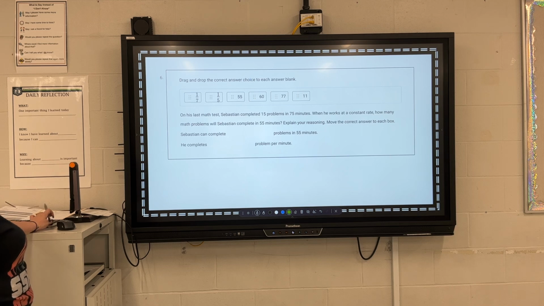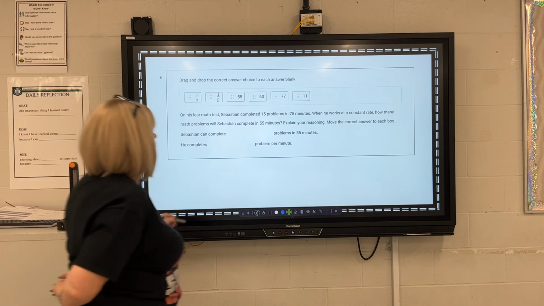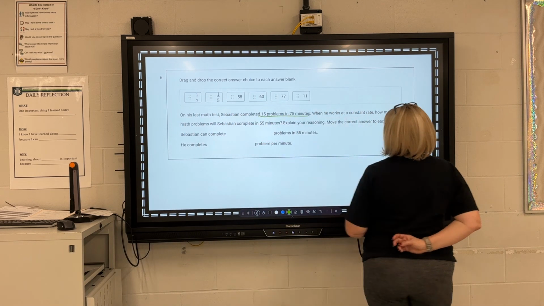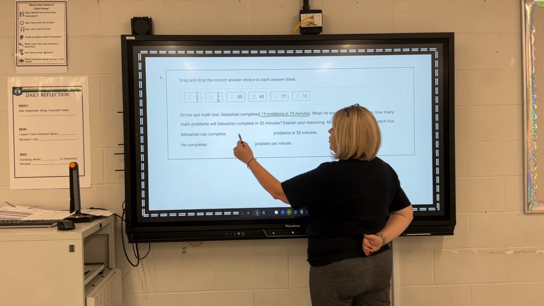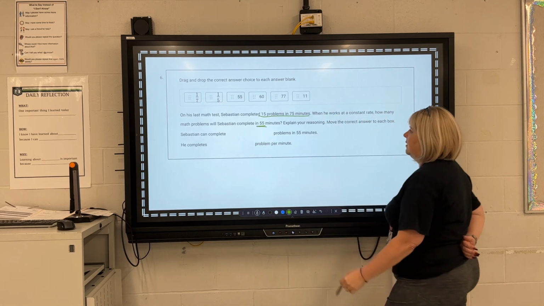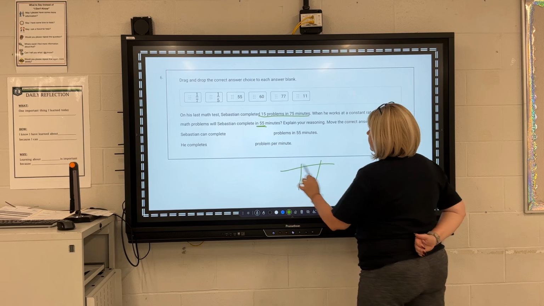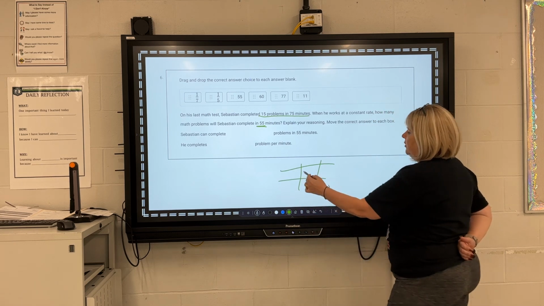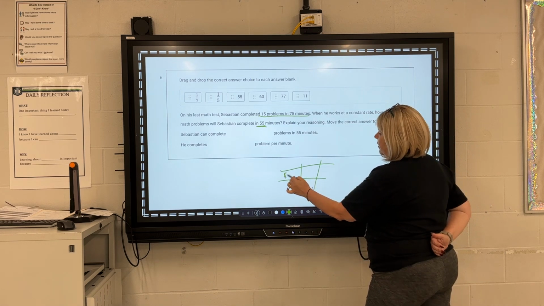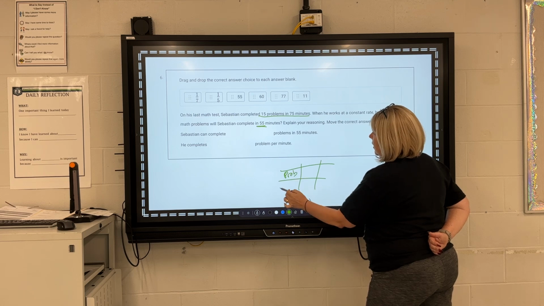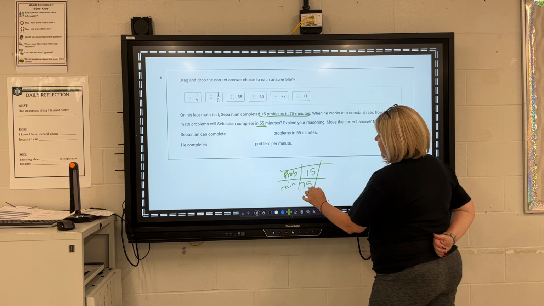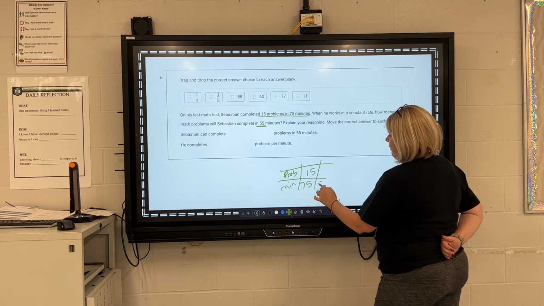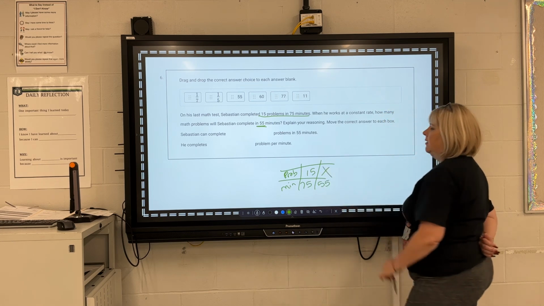Number 6, we're going to drag and drop this one. On the last math test, Sebastian completed 15 problems in 75 minutes. When he works at a constant rate, how many math problems will Sebastian complete in 55 minutes? Okay, so once again, this is problems and minutes. So we got 15 problems and 75 minutes. We want to know how many will complete in 55 minutes.